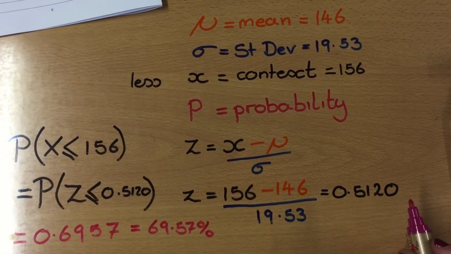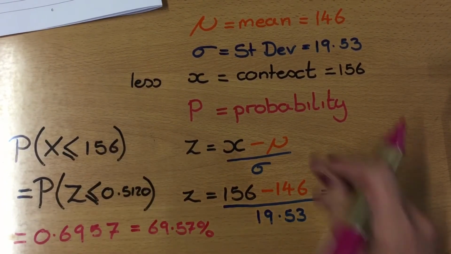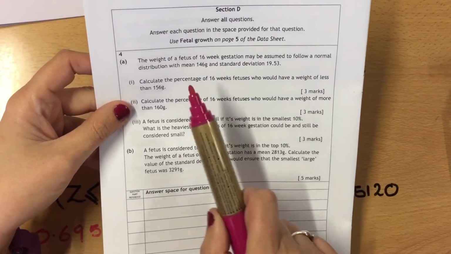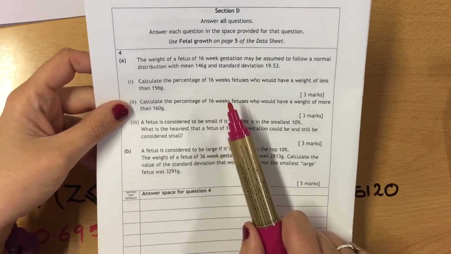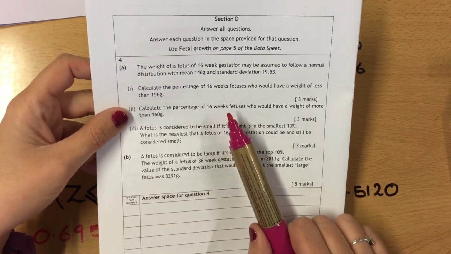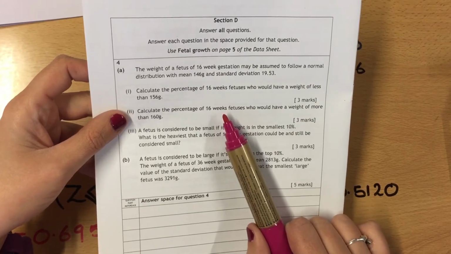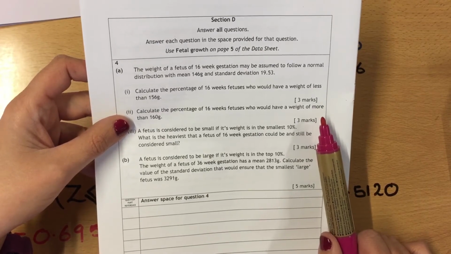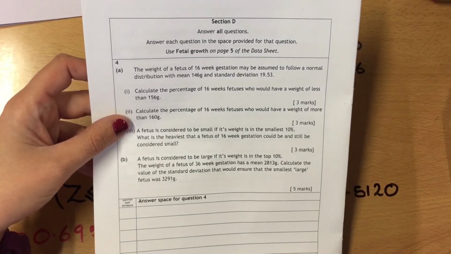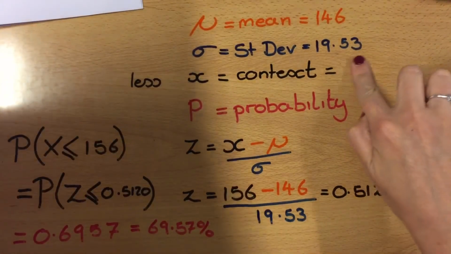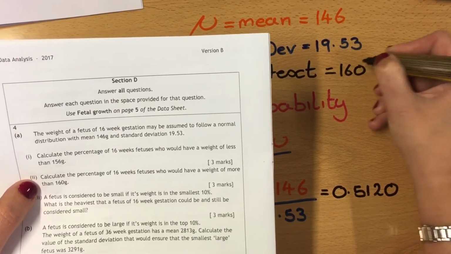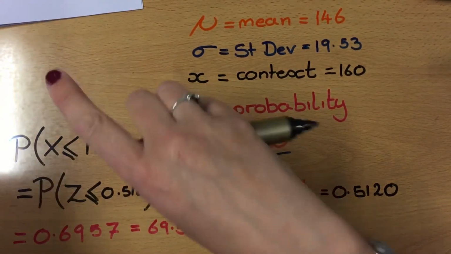So a lot of this information is going to stay the same when we look at question 2. So part 2, we're still dealing with a fetus of 16 weeks. So our mean and our standard deviation are going to stay the same. Only we want a weight of more than 160. So the things that will change: our number in context is now 160, and we want more than, not less than.